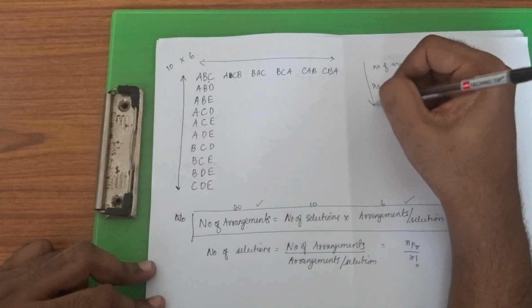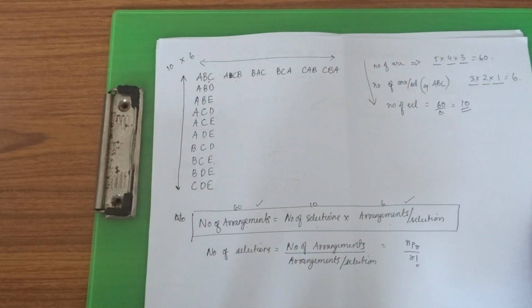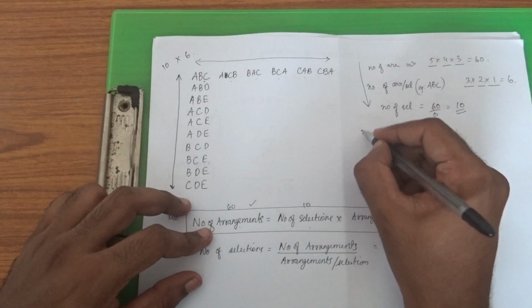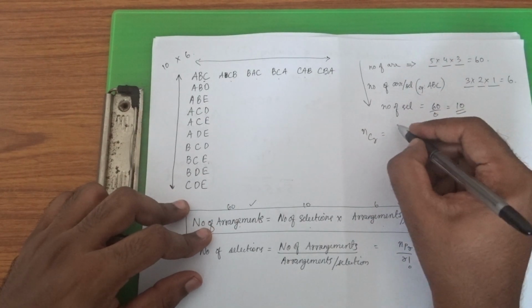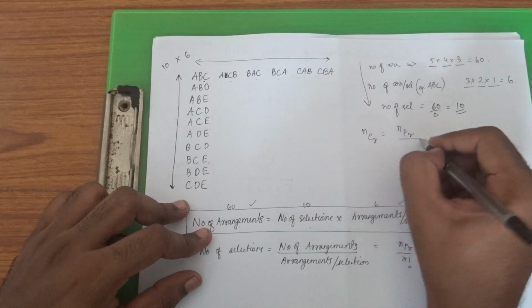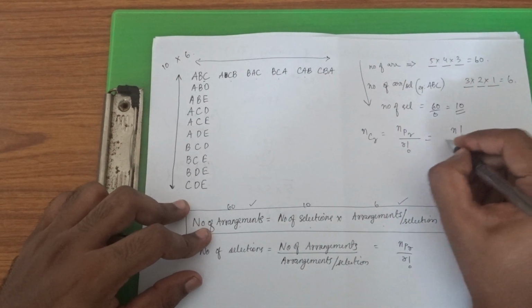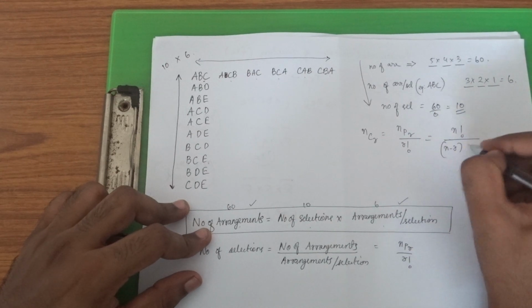This is basically an example which shows how you derive it. If you do this for a general case, you will get the expansion for nCr. nCr is basically just number of arrangements divided by arrangements per selection, which will give you the formula n factorial by n minus r factorial, right?